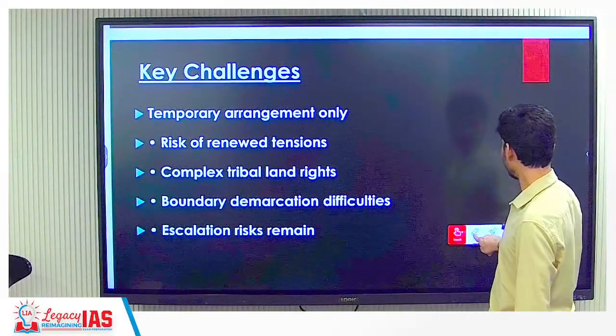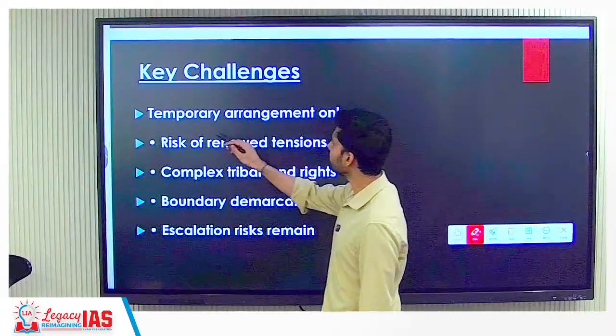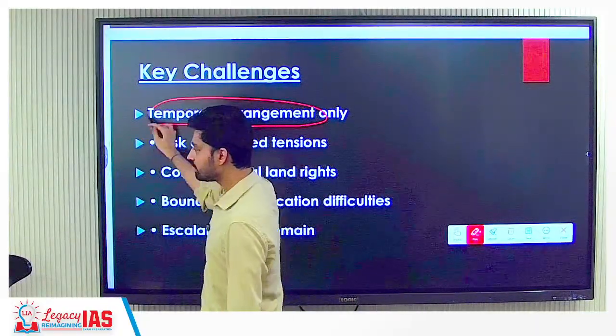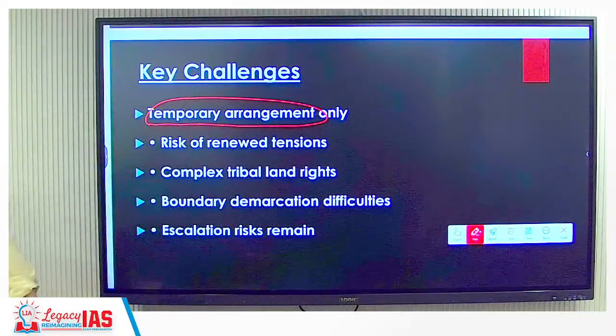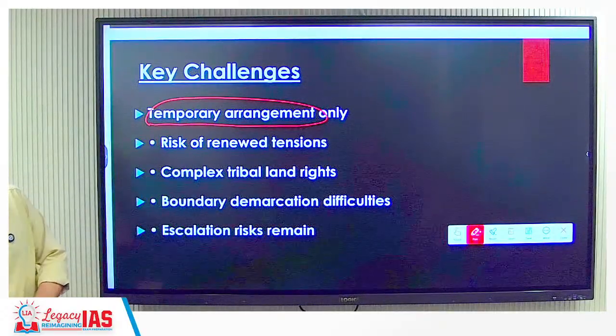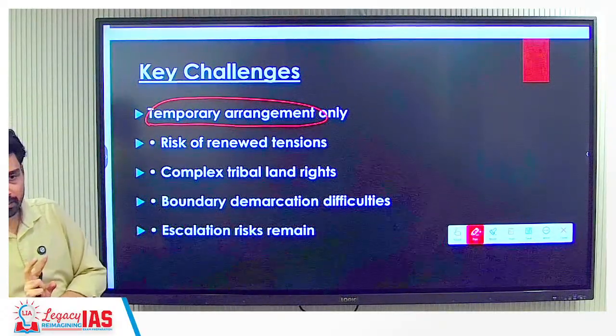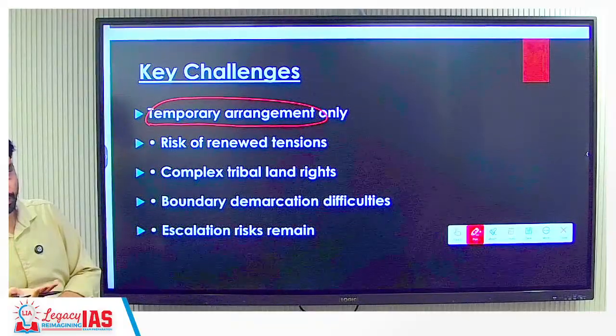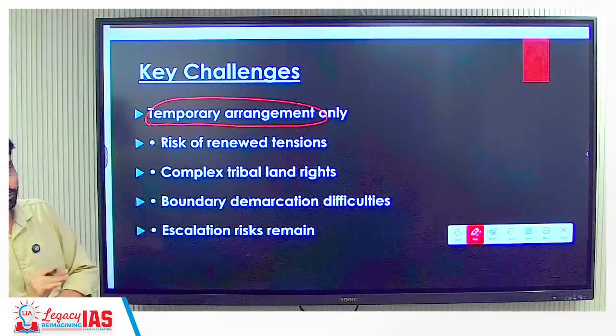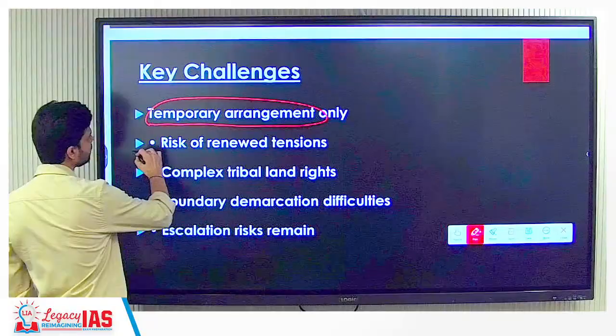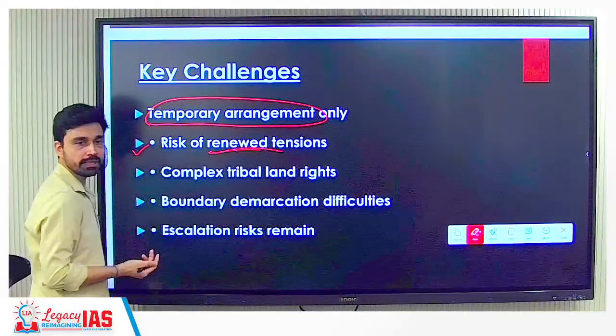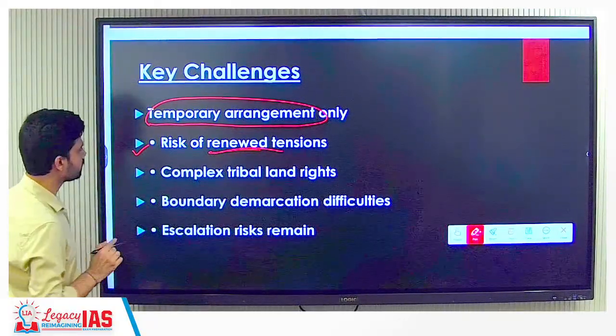Key challenges. What are the key challenges after this resolution? As I told you in the beginning, which kind of arrangement it is? Is it only a temporary arrangement lasting for how many seasons? One agricultural season. So once the Kharif season ends, again the dispute will become active. You have to find some solution. So the risk of renewed tension exists here.